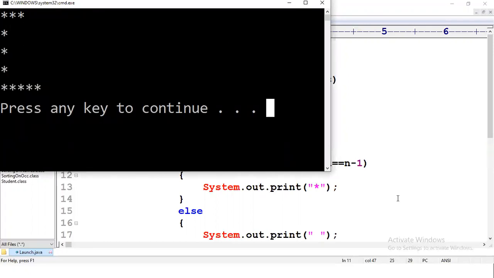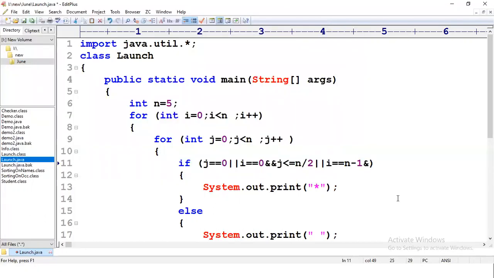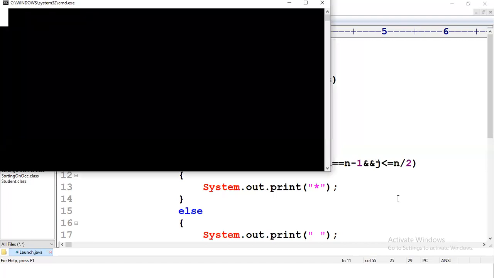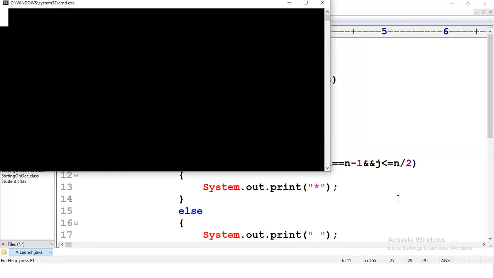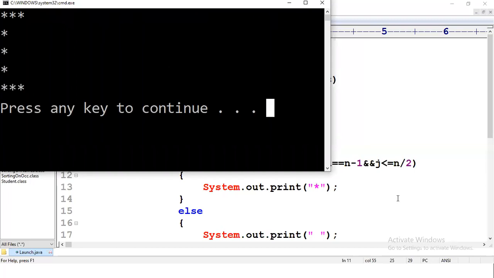You want to limit that? Simple. Whenever you have to limit, which operator do you use? The AND operator. So I'll use the AND operator. What do I have to write here? I have to write j is less than or equal to n by 2. Let's see. See, we have got that output.